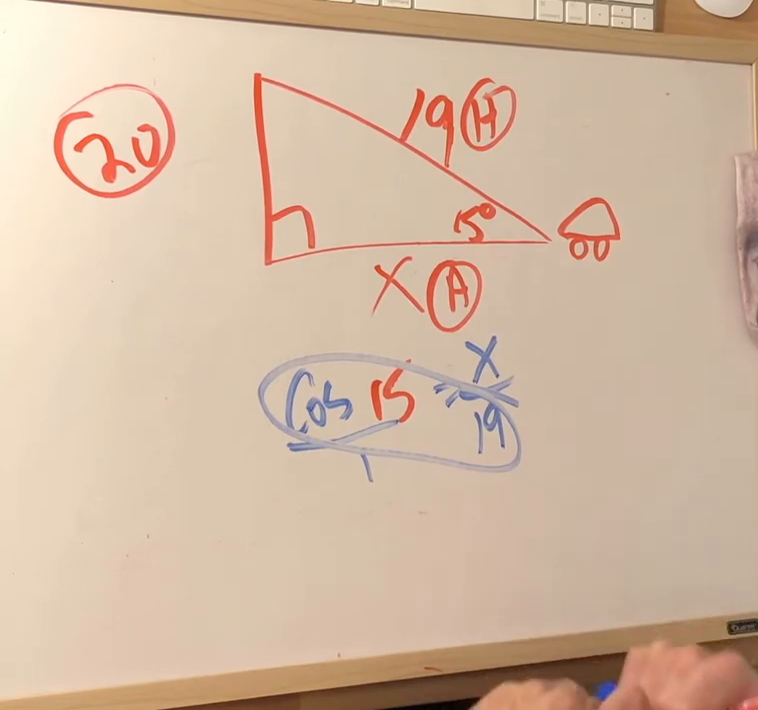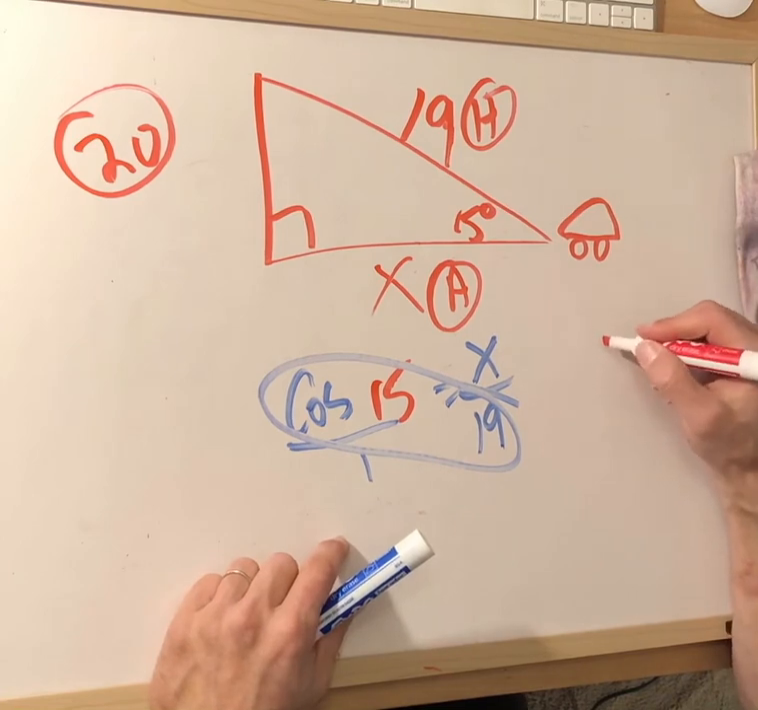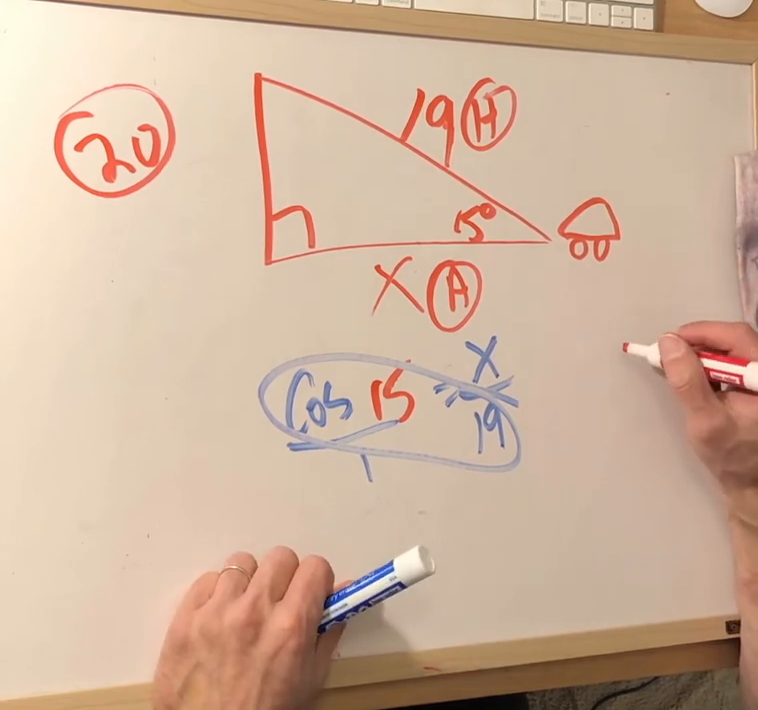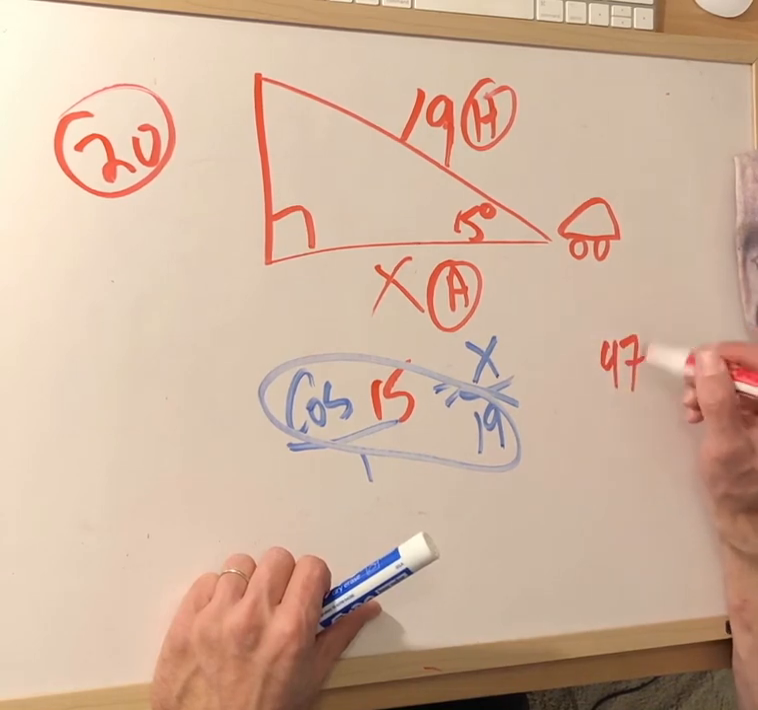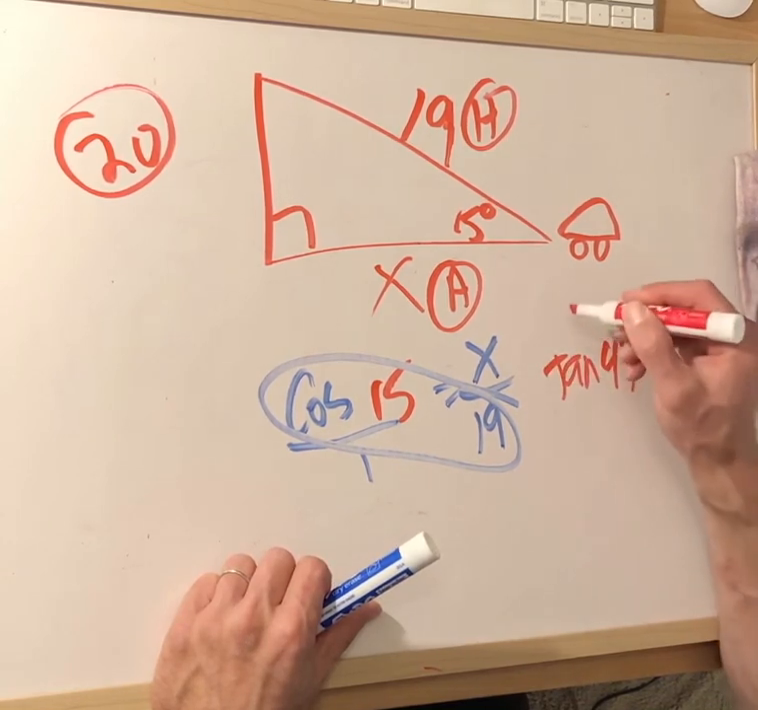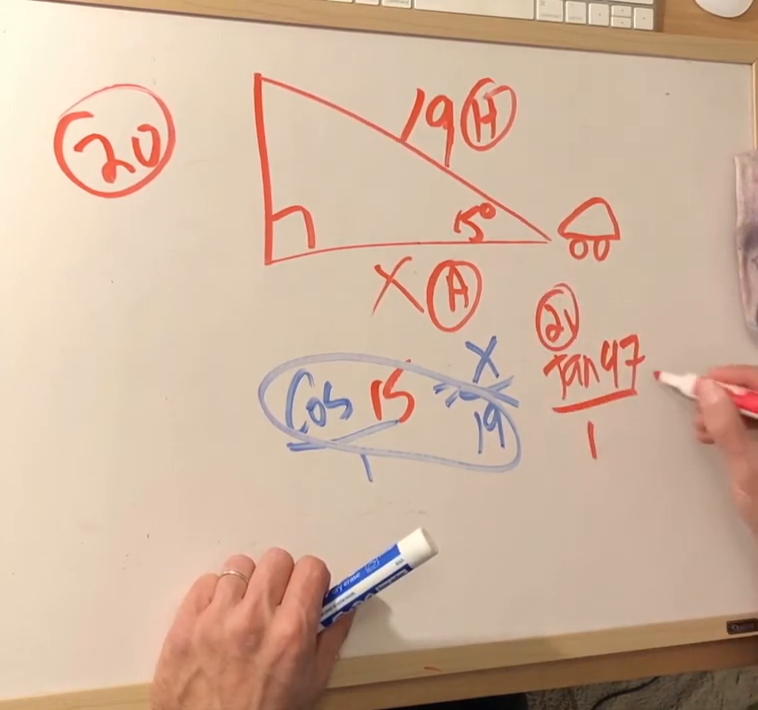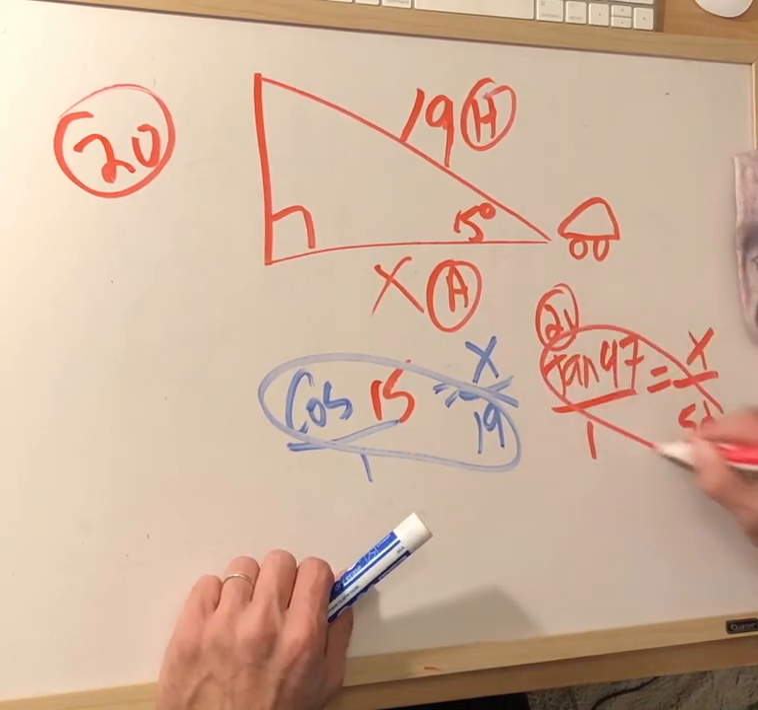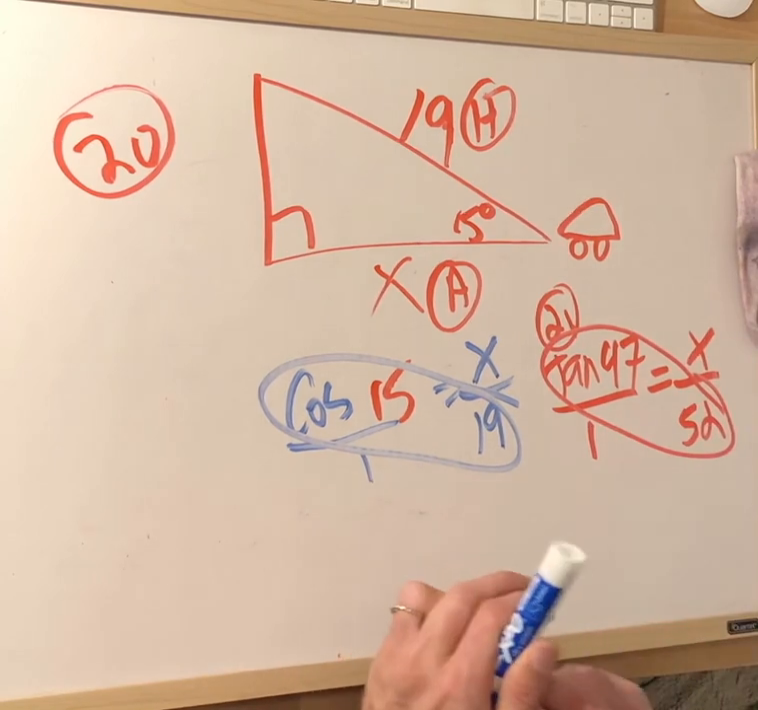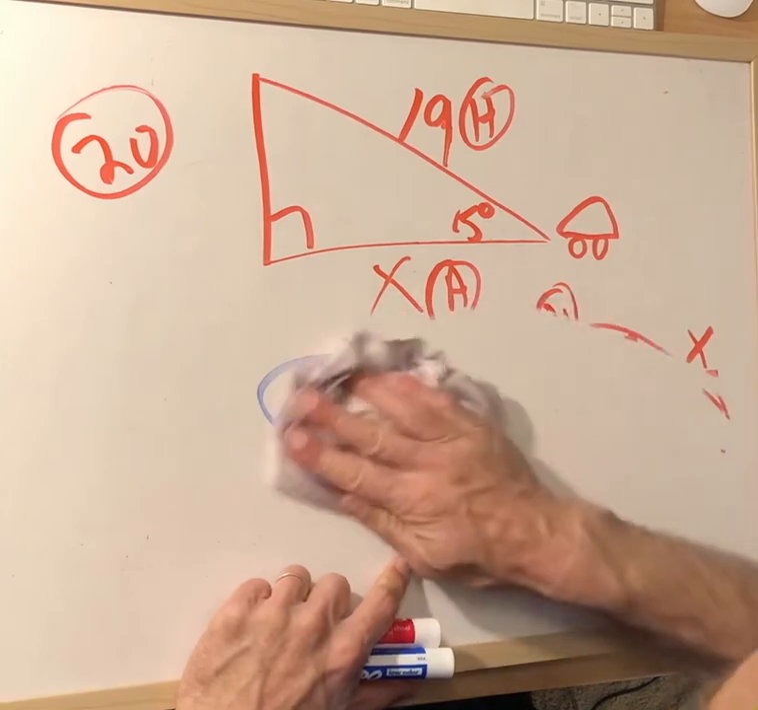Okay, number 21. You don't even have to read the question. You just know from 47, they give you your adjacent, and you're trying to find the opposite. So from 47, tangent, this is number 21, tangent 47 equals opposite, which is x, over adjacent, which is 52. Super simple. Cross multiply. There you go. 52 times tangent 47 is going to give you B as an answer.